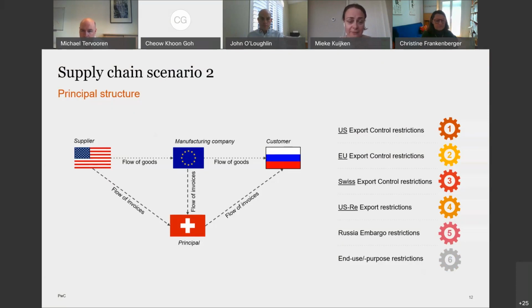So yeah, this is really a complex structure, but it doesn't mean that you cannot do business with Russia, or that you always have to apply for a license. Please always check the first step: is my good controlled based on EU and US regulations, because we have to follow the flow of goods and not only the flow of invoices. And if so, can I apply for a license so that I can ship my goods?